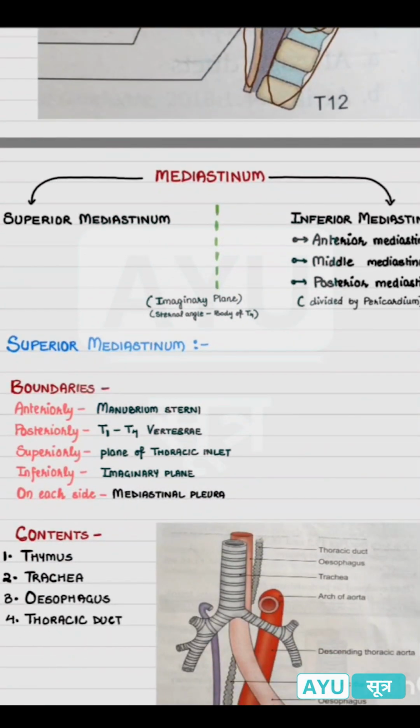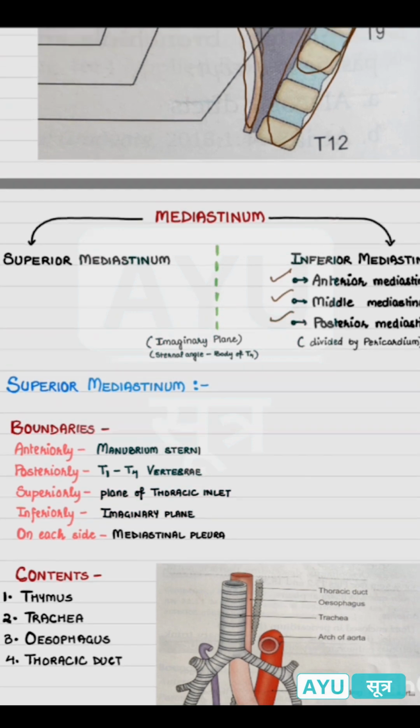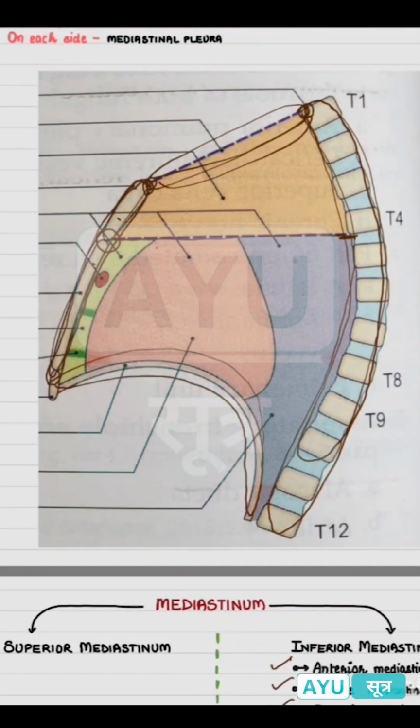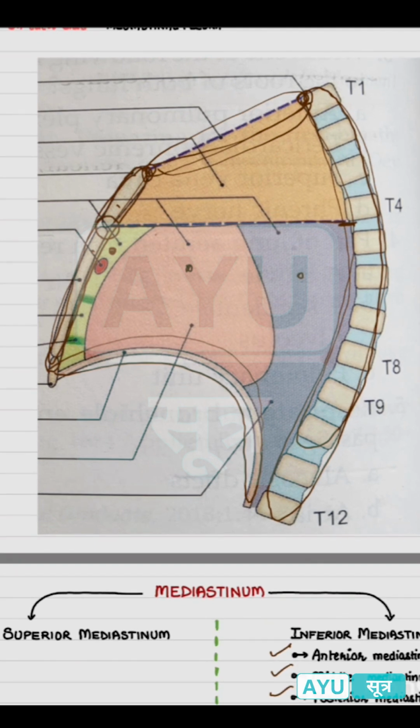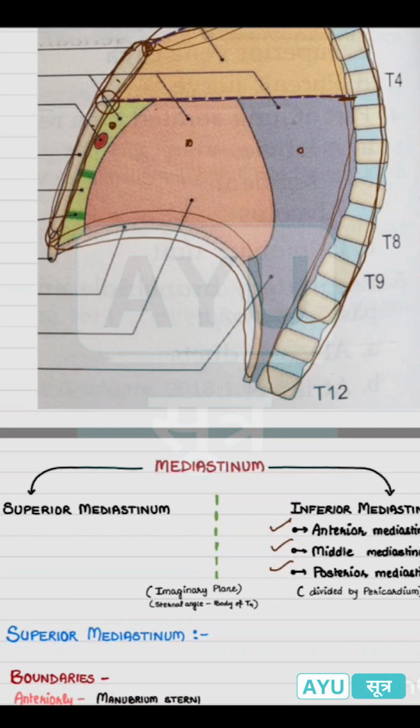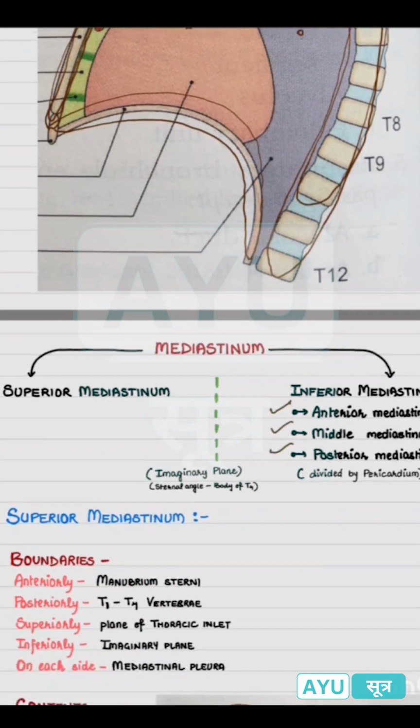The inferior mediastinum is further divided into anterior, middle, and posterior mediastinum by the pericardium. It is the membrane which encloses the heart. I'll show it in the figure. This is the anterior mediastinum, middle mediastinum, and posterior mediastinum. Now let us first discuss the superior mediastinum quickly, then we'll hop on to the inferior mediastinum.